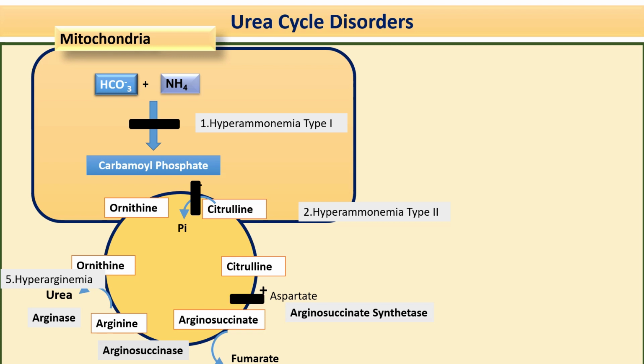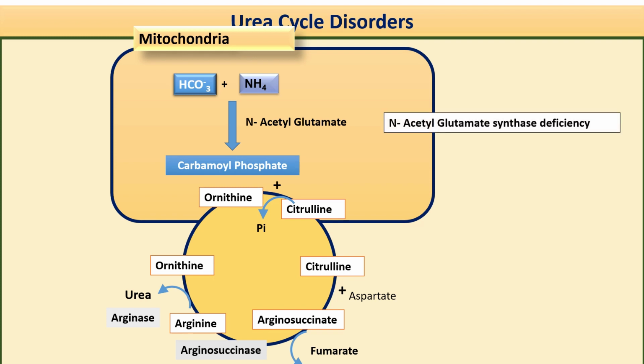Next disorder is if there is a deficiency of enzyme arginosuccinate synthetase. If this enzyme is deficient, again there is an increase in level of this citrulline. It is called as a citrullinemia, increase in concentration of citrulline. Next disorder is if there is a deficiency of enzyme argininosuccinase, and because of deficiency of this enzyme, the condition is called as argininosuccinic aciduria. If enzyme arginase is deficient, it is responsible for arginemia, it is hyperarginemia.